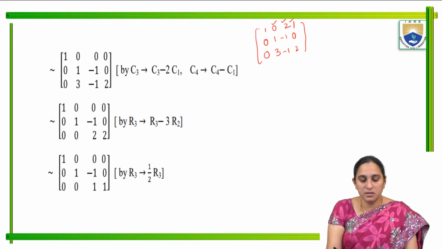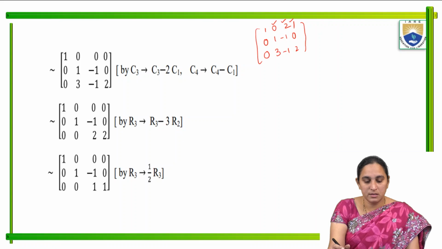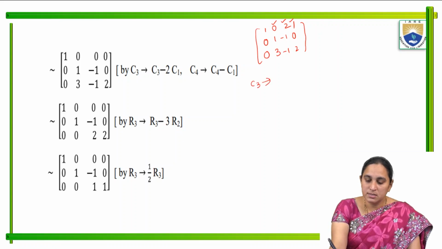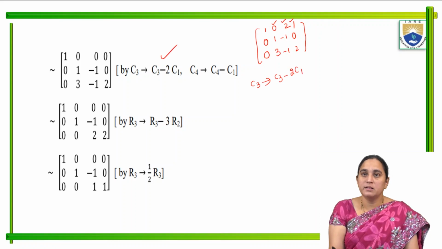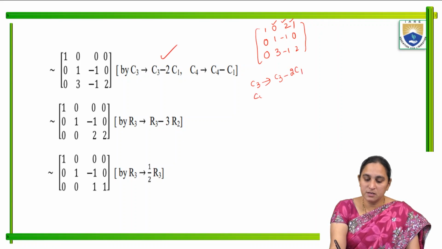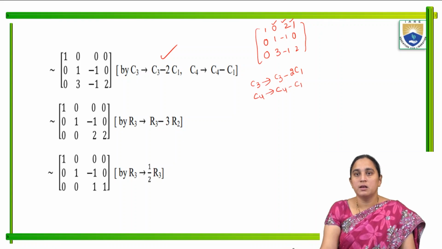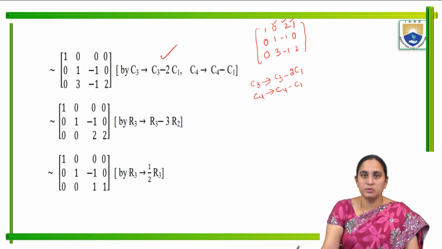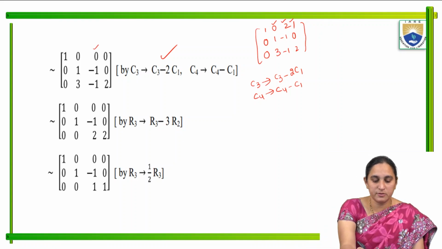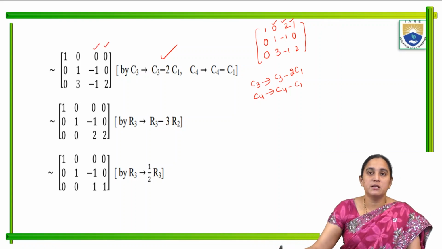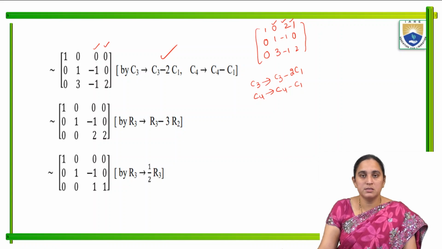From that, I'm using column operations with respect to C1. That is C3 tends to C3 minus 2C1, and the next column operation, C4 tends to C4 minus C1. Okay. If you use these two directly, the first elements in C3 and C4 become zeros.